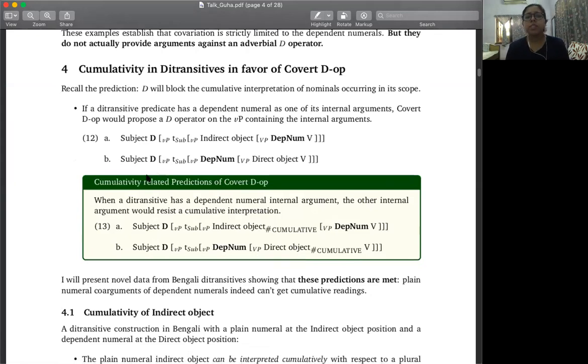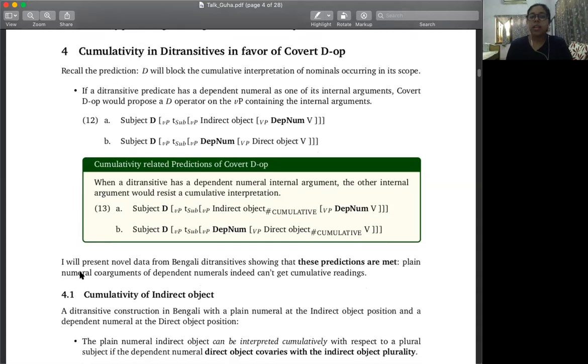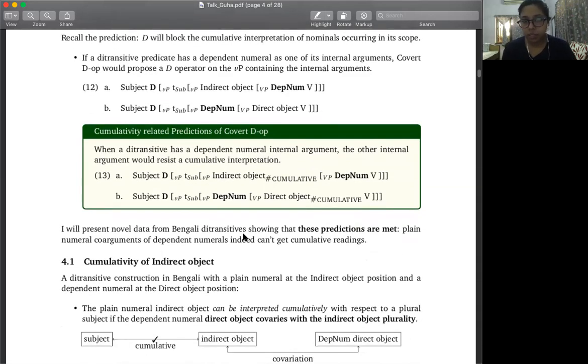So the cumulativity-related predictions of covert D are that when a ditransitive has a dependent numeral in an internal argument, the other internal argument would resist a cumulative interpretation. A dependent numeral at the direct object position would block the indirect object from being cumulative, because D is here, and a dependent numeral indirect object would block cumulativity of the direct object because of D. I'll present data from Bengali ditransitives showing that these predictions are met.